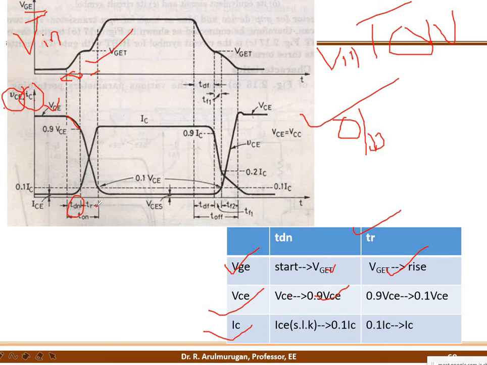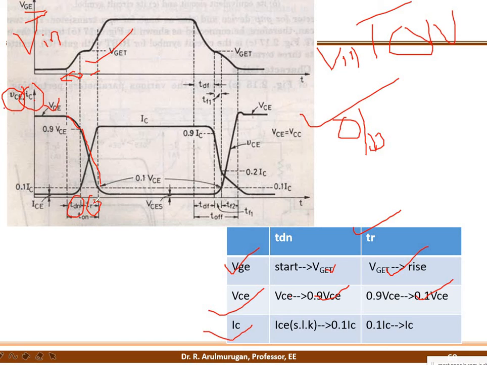Then next, what about the rise time period? During the rise time period, it further decreases from 0.9 to 0.1. So it's a further decrease to 0.1. From 0.9 to 0.1, it is decreased.